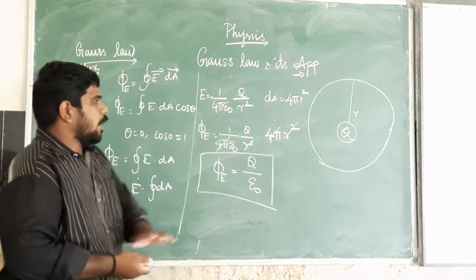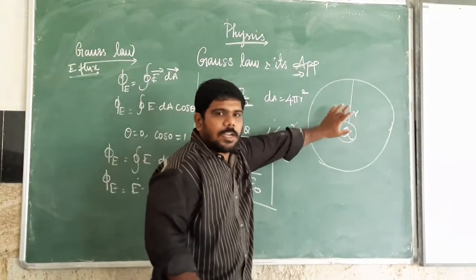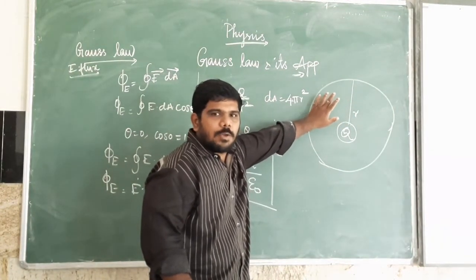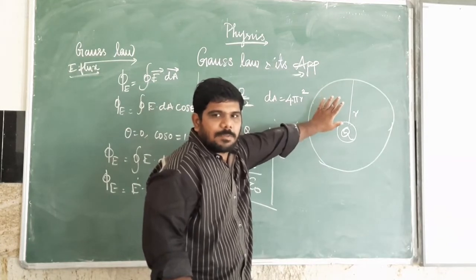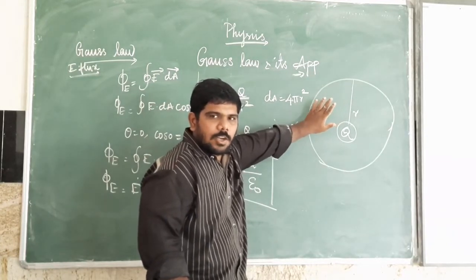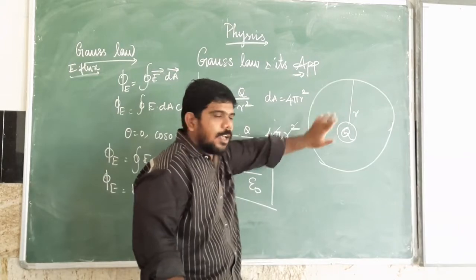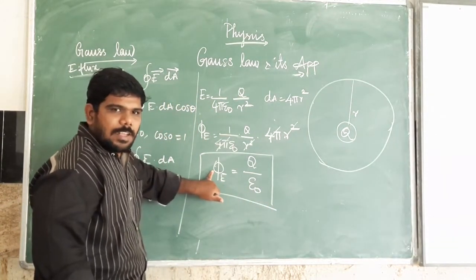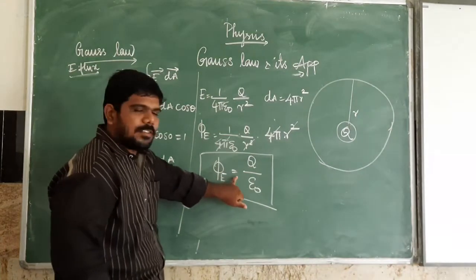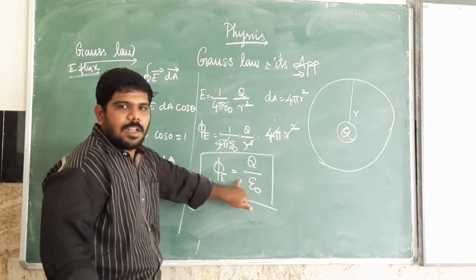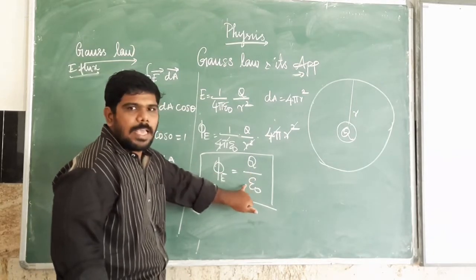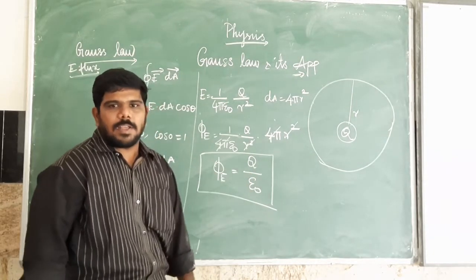Okay. So if Q be the charge enclosed in the arbitrary surface, what is that? It means the total flux over the closed surface phi of E is equal to Q by epsilon 0. This is the statement of Gauss law.